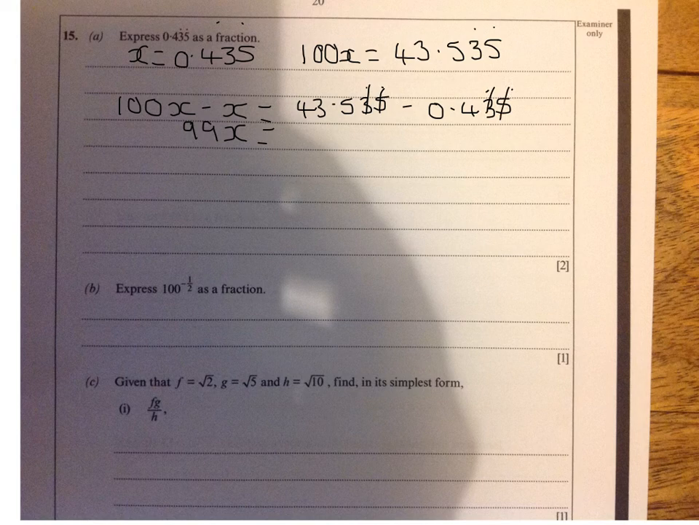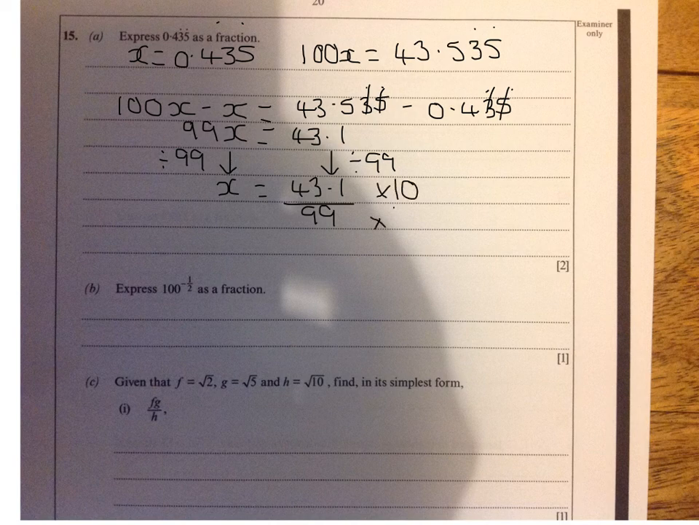leaves me with 43.1. Now I've got a linear equation, so I solve that, and to get rid of multiply by 99, I divide by 99, which gives me x equals 43.1 over 99. Now, we don't like to see decimals in our fractions, so I'm going to multiply the top and the bottom by 10, and that's to get rid of that decimal point, which leaves me with x equals 431 over 990.